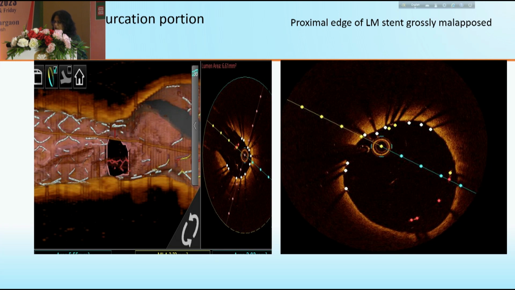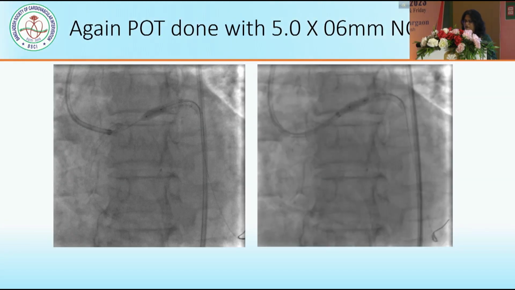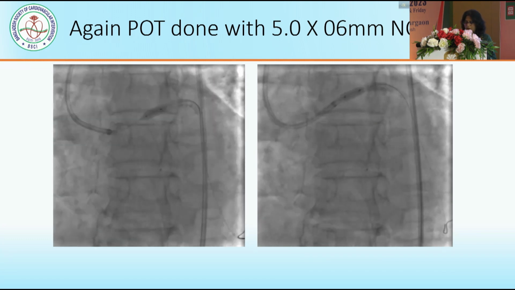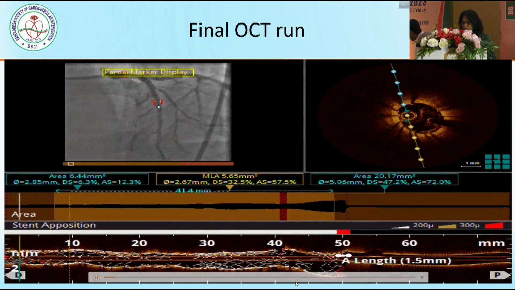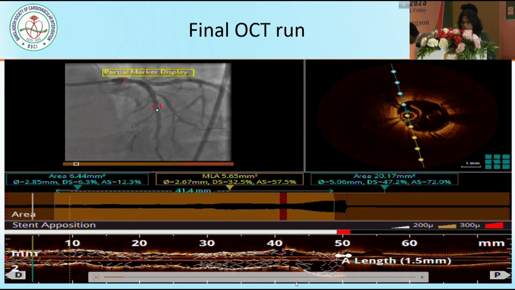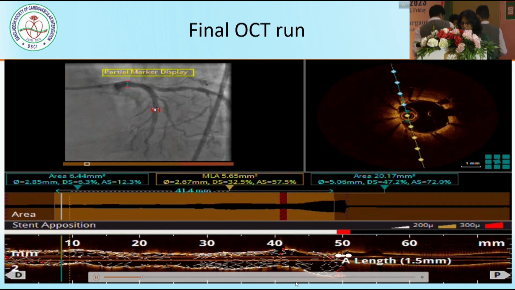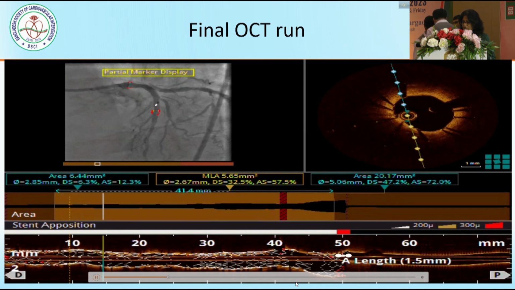However, the proximal edge of the left main, you can see from the red dots, was grossly malapposed. So we went for a larger balloon again, a 5 by 6 millimeter non-compliant balloon, and dilated it to high pressure. And this was our final OCT run with no edge dissection, good stent apposition, as well as overall good expansion of the stent. The MLA was 5.65 millimeters square.